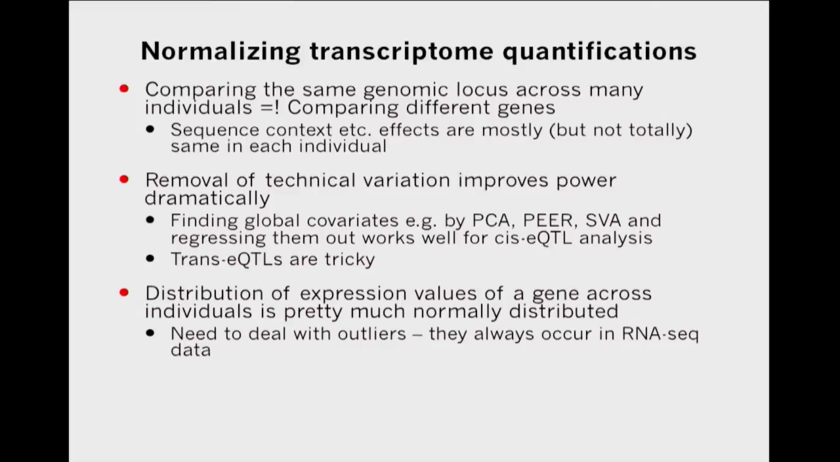If you take 100 individuals and measure expression levels of a gene in these individuals, the distribution tends to be relatively normal. But in RNA-seq data, there are always outliers, and this has to be dealt with. Otherwise, that can lead to false association signals.